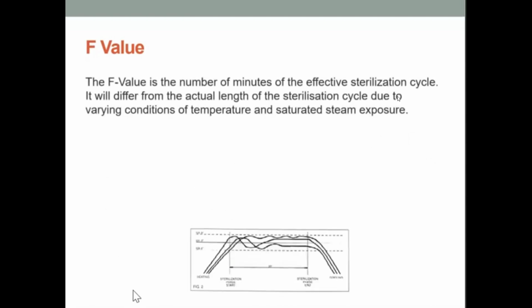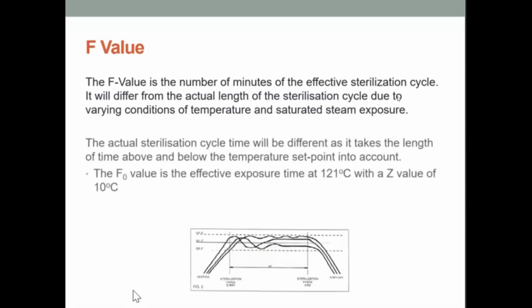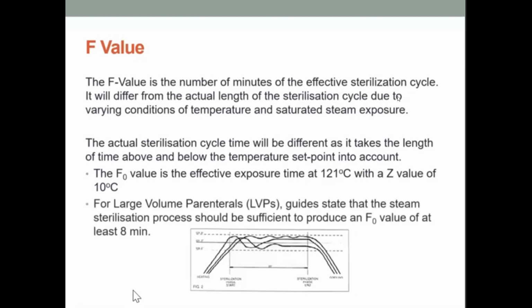The F value is the number of minutes of the effective sterilization cycle. It will differ from the actual length of the sterilization cycle due to varying conditions of temperature and saturated steam exposure. The actual sterilization cycle time will be different as it takes the length of time above and below the temperature set point into account. The F0 value is the effective exposure time at 121 degrees C that has a Z value of 10 degrees C. For large volume parenterals, guides state that the steam sterilization process should be sufficient to produce an F0 value of at least 8 minutes.